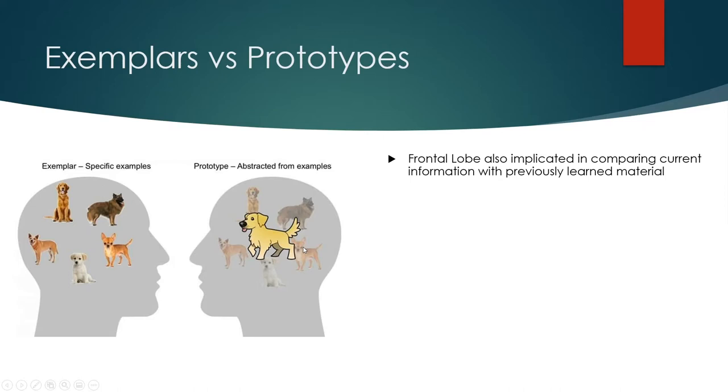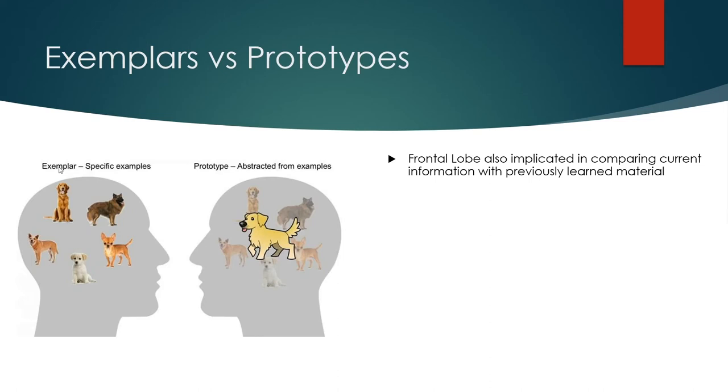Cool. This is some other work that's being done here with the memory researchers. And this is not something that I'm going to necessarily test you guys on. But this gets into differences between how we're actually comparing new information to old information. And there's some different theories. One of the theories is this exemplar theory, where we see a dog and we're comparing that dog with every other dog that we've seen before, every example of a dog that we've seen before.